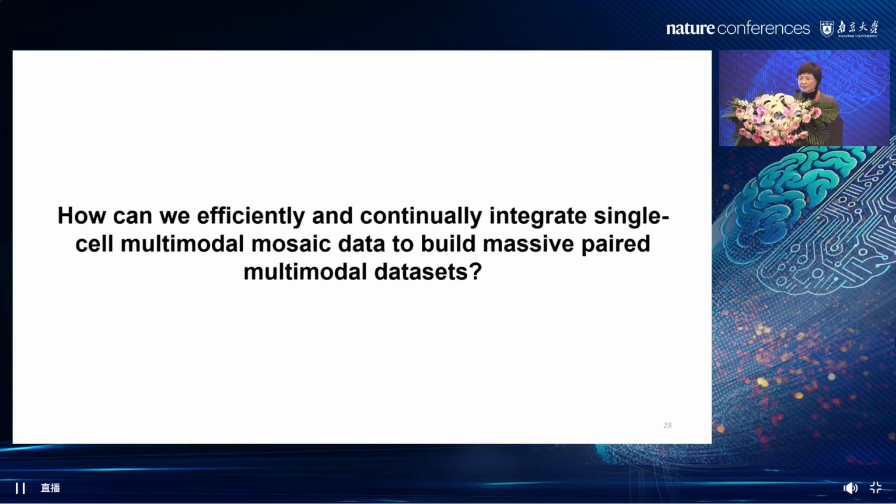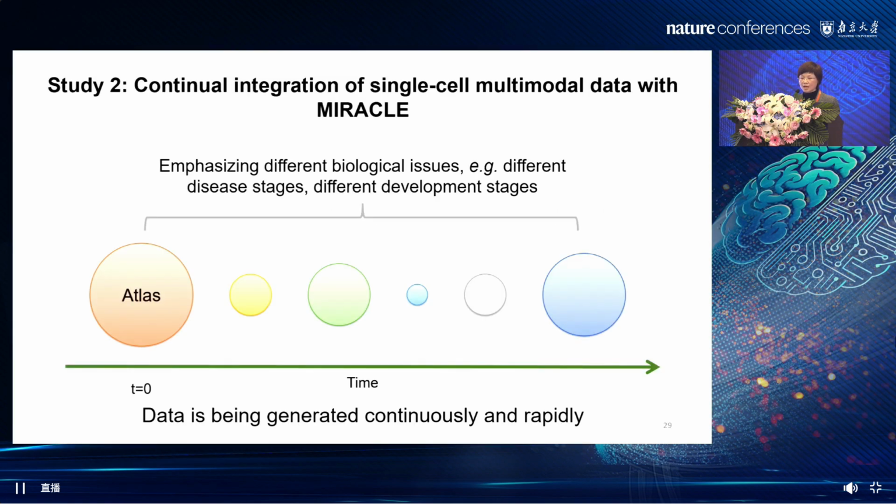MIDAS effectively addresses the challenge of integrating mosaic datasets, but biological data is rapidly growing. This leads to our next question. How can we efficiently and continually integrate single-cell multimodal mosaic data to build massive paired multimodal datasets? Data is being generated continuously and rapidly, emphasizing different biological issues, for example, different disease stages, different development stages. This brings us to our second story, Miracle, a framework for the continual integration of single-cell multimodal data.